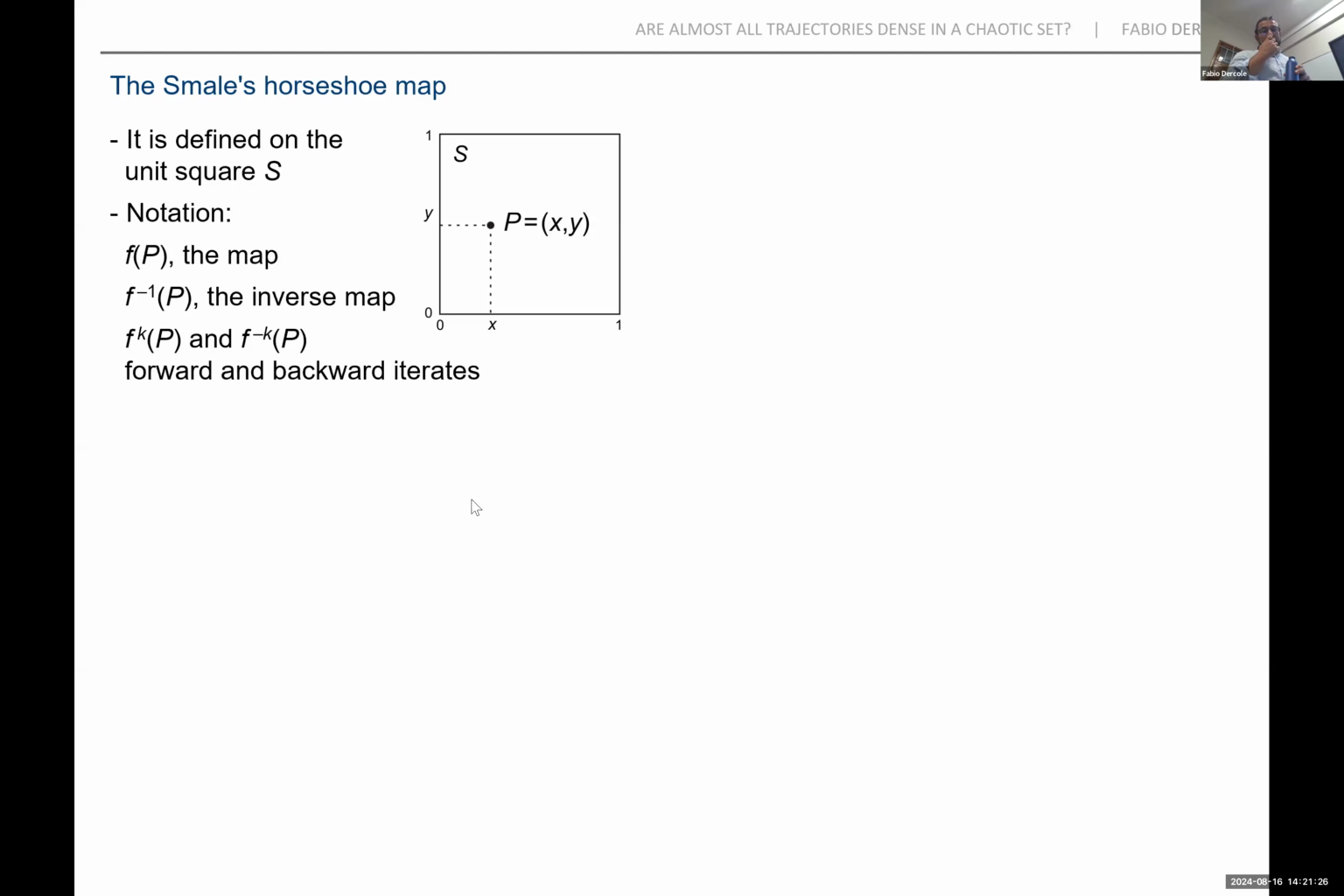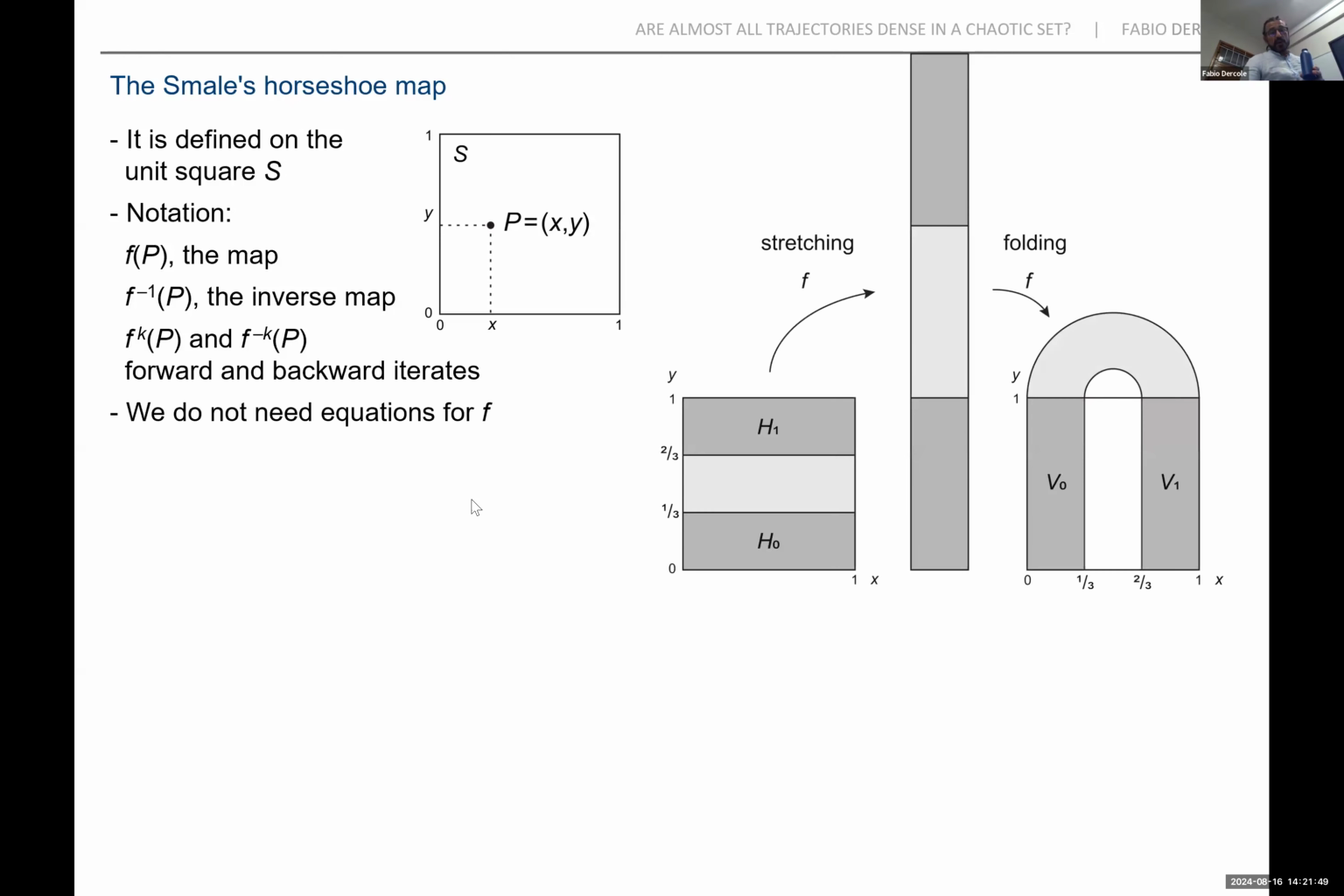F is the map. So f of p is the forward image of p. You start from a point and jump to another forward image. F minus 1 is the previous image because the map is reversible. You can go forward and backward. As a notation, let's say f^k and f^-k are the k-th image forward and the k-th image backward. And there are no equations, not because it's a trick, just because we don't need them. There is a graphical description of f and a graphical description of its image. But to plot these pictures, I converted those rules into equations.